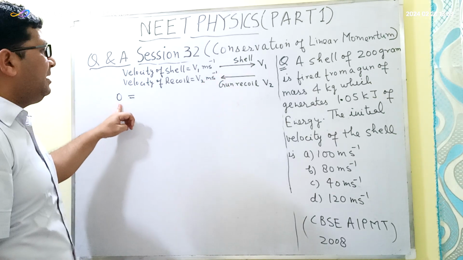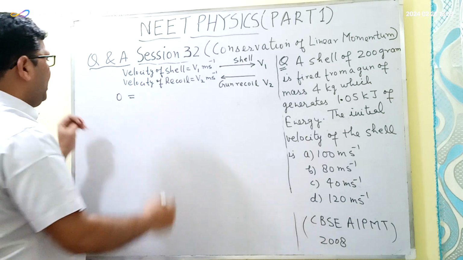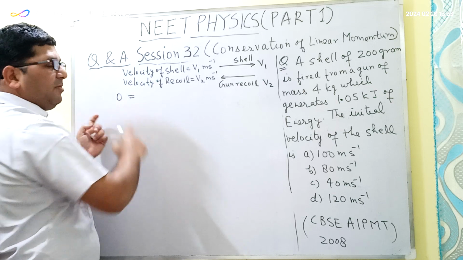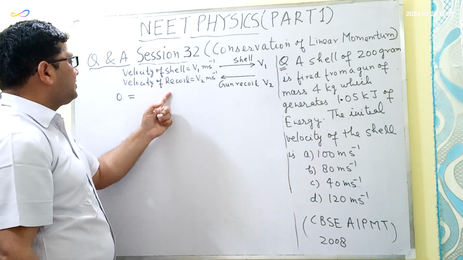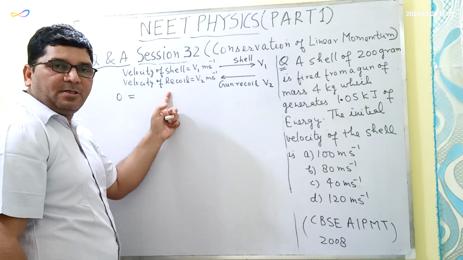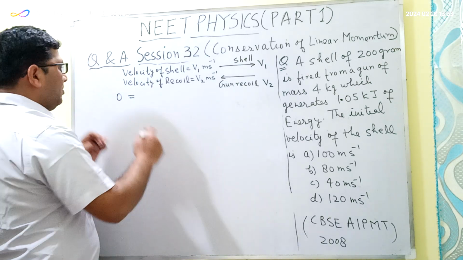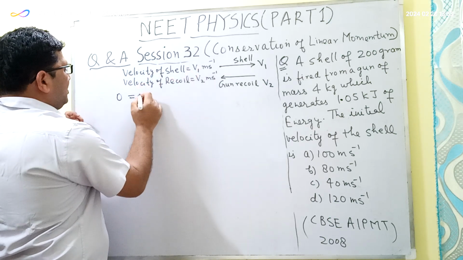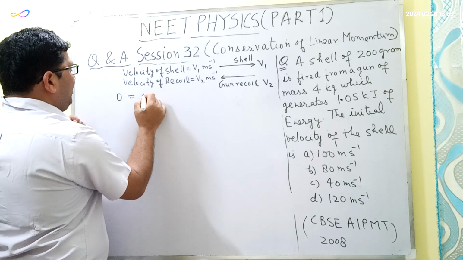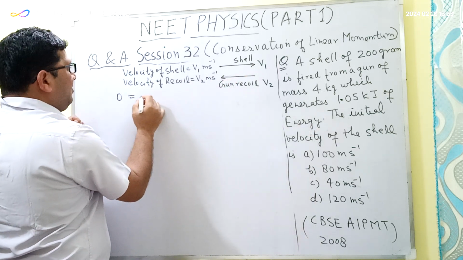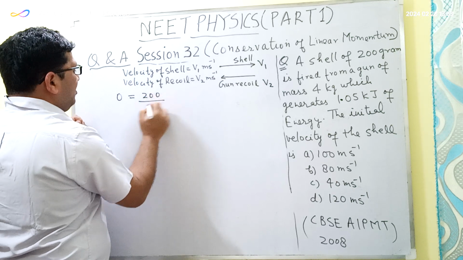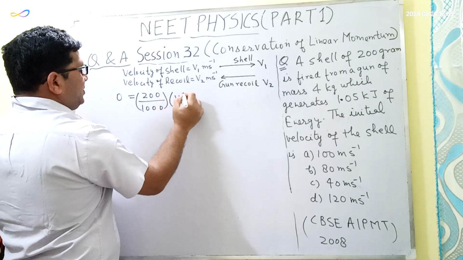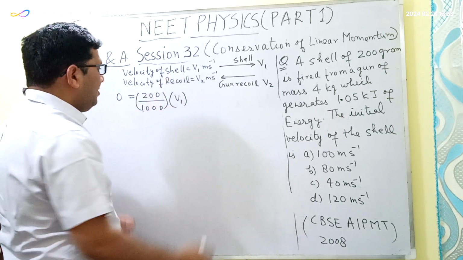So the total linear momentum before the firing should be equal to the total linear momentum after the firing. The total linear momentum before the firing would be 0 because the velocity of the shell and the gun is 0. After the firing, the velocity of the shell is V1. So the momentum associated with the shell will be equal to 200 grams, which is given here. I will be converting it into kg, so this will be equal to 200 divided by 1000 kg into V1. So this is the momentum associated with the shell.